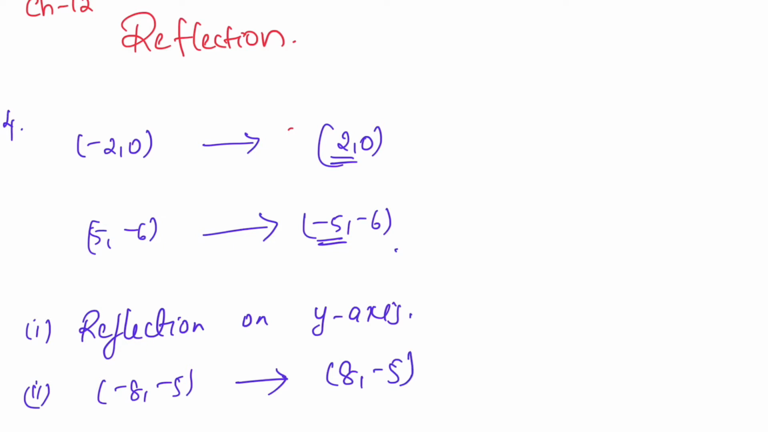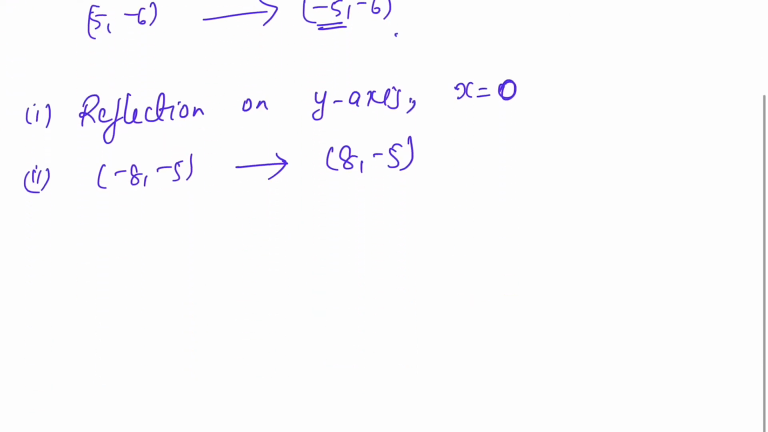Okay, hope it's clear children. So here we have found on which line it is reflected, and on the same line we have solved the next question of it. And here we need the equation also. So if reflection is on y-axis, what will be the equation? Equation is x is equal to 0. You know that, right? Now coming to the next question.